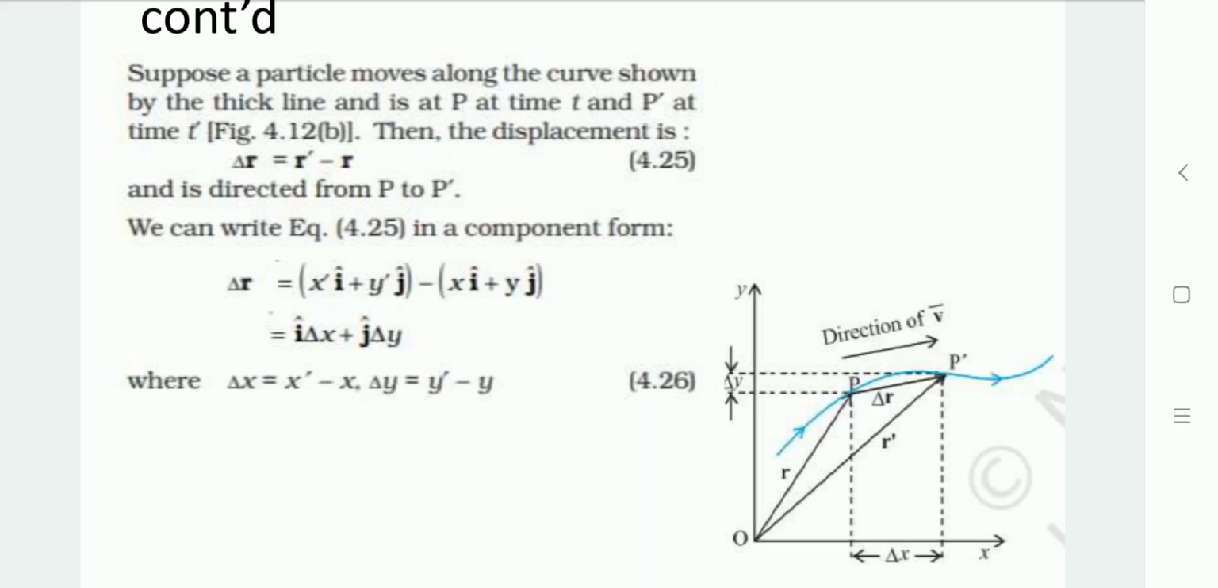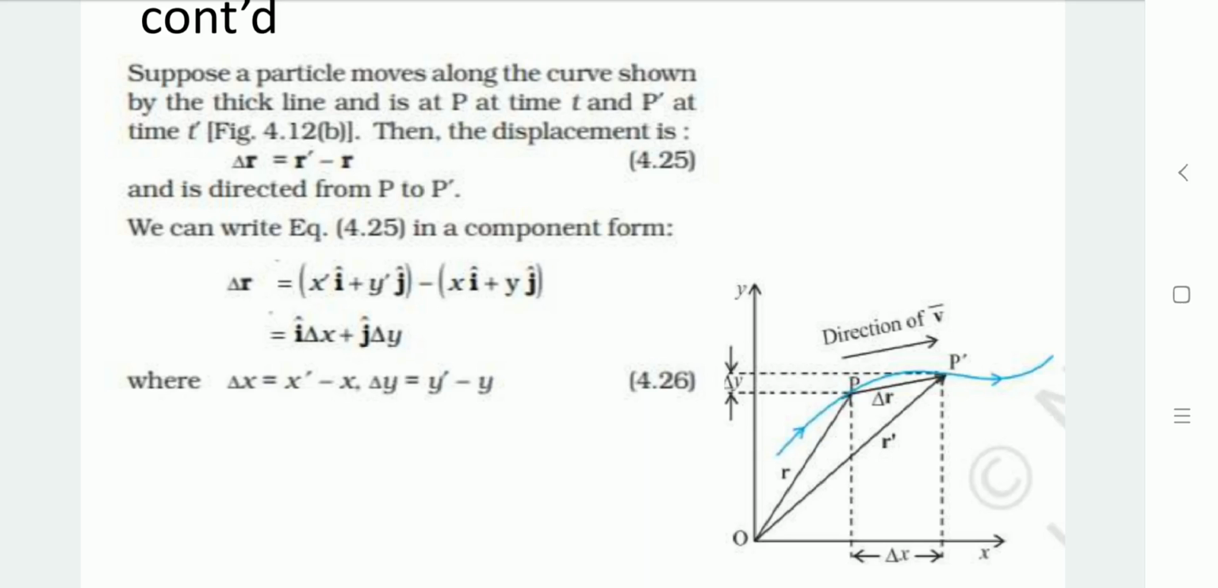So here the object is moving from point P to point P dash. So the difference of position is available as delta R, which is defined as R dash minus R. Here again, this displacement is defined by the straight line between the 2 points P and P dash, irrespective of the path taken by that particular object. So delta R equals R dash minus R.